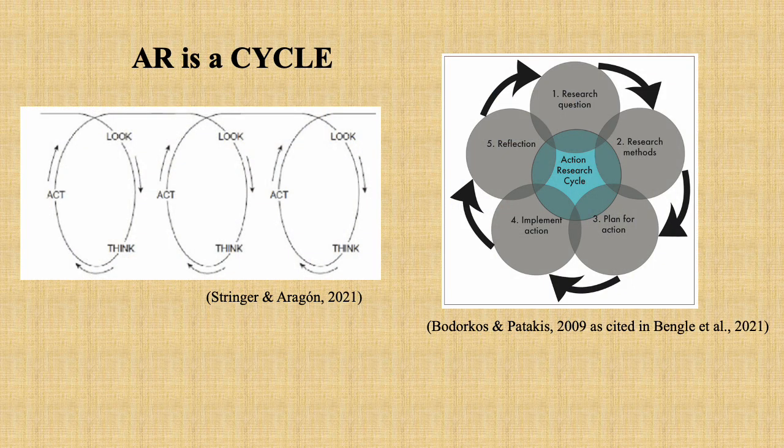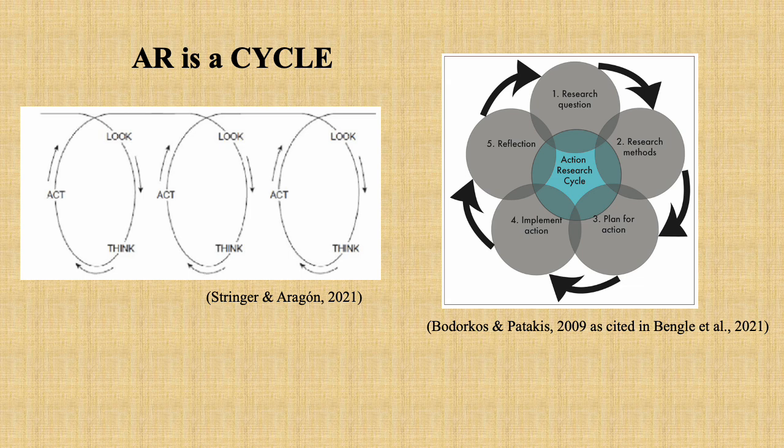An important characteristic of the AR process is that it is a cycle. On this slide, 2 visuals reflect that it is an ongoing process. In the process, participants first inquire about what is occurring by looking at events. This is the look phase. The next step is to reflect on what is happening, known as the think step. Finally, an action can be taken as a solution to the problem.